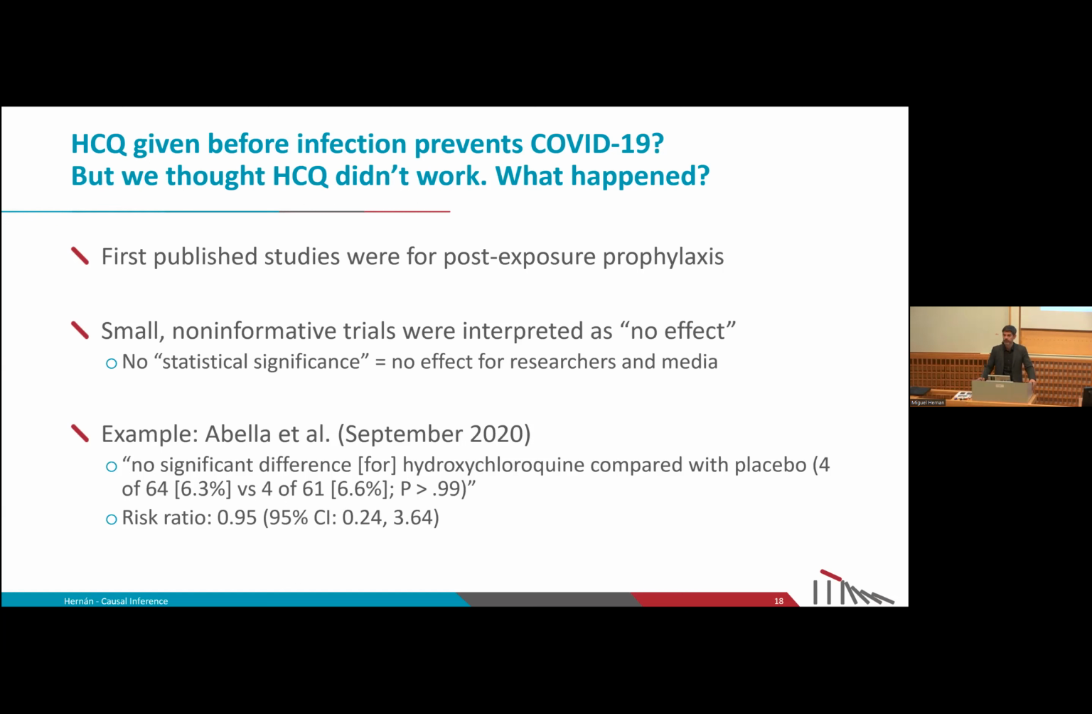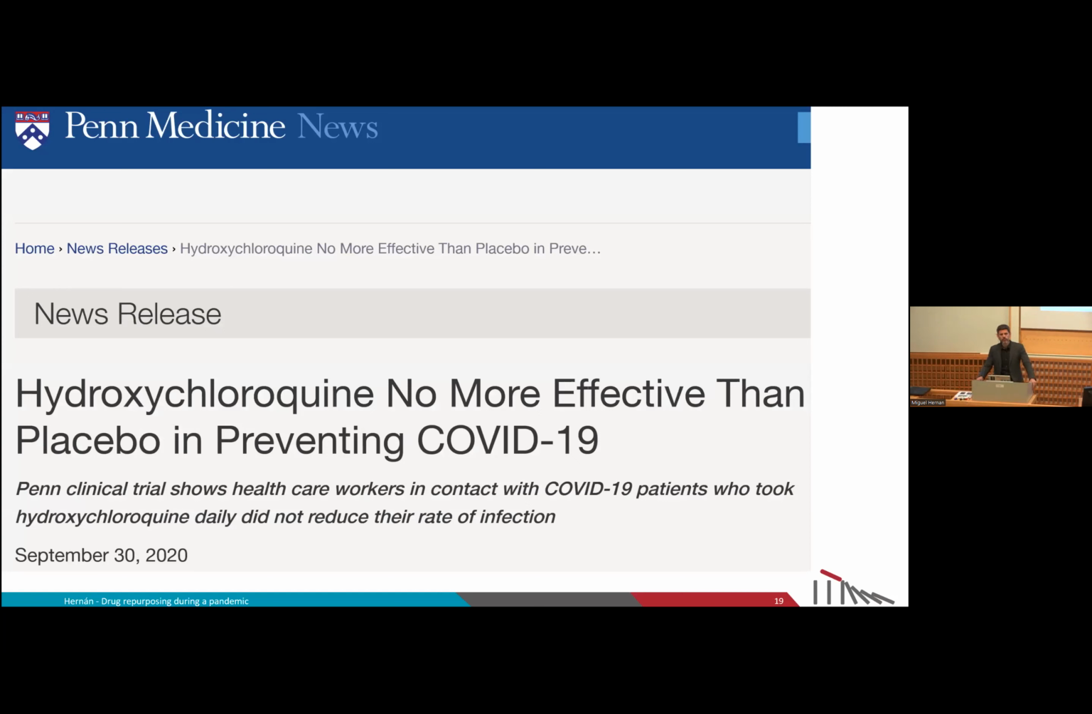All you can say is that the findings from this trial are very compatible with an effect that goes from 0.24 to 3.6. So that's exactly the same as saying, I know nothing about this. But that is not how this trial and all the other trials were presented in the media. Let me give you an example. This trial was done by people at the University of Pennsylvania. This is what the press release from Penn said. Hydroxychloroquine, no more effective than placebo in preventing COVID-19. The trial was completely non-informative, and the results were being presented as no effect.